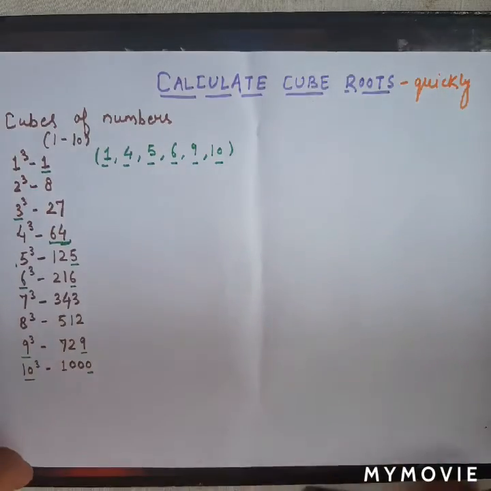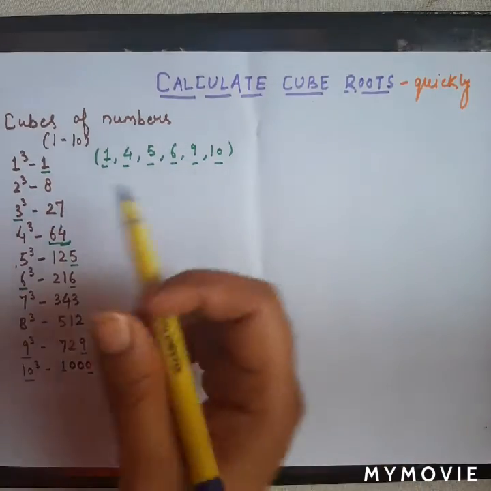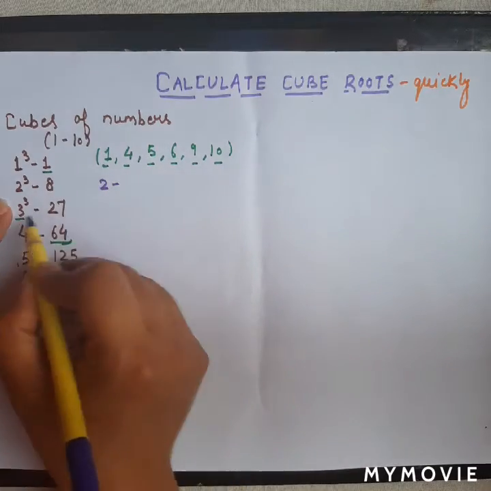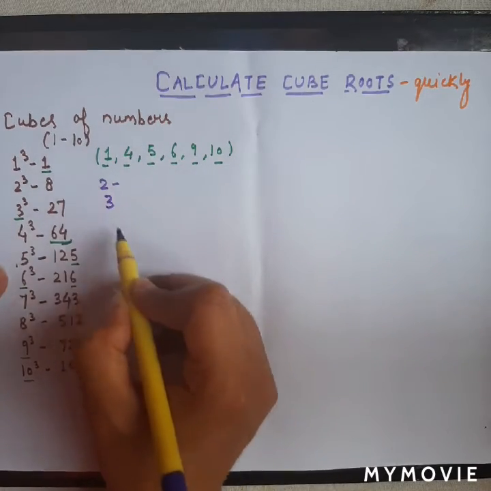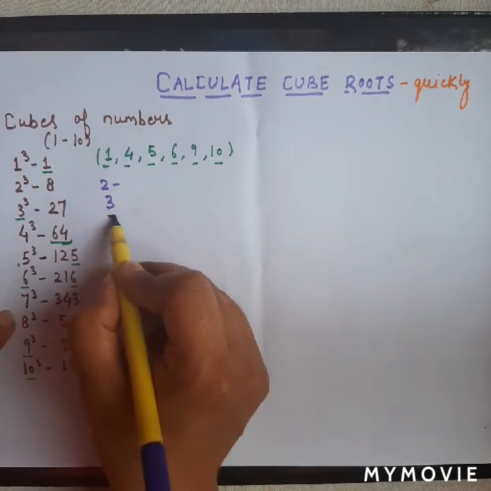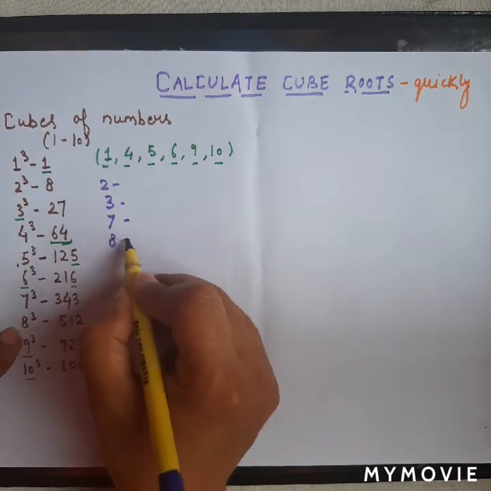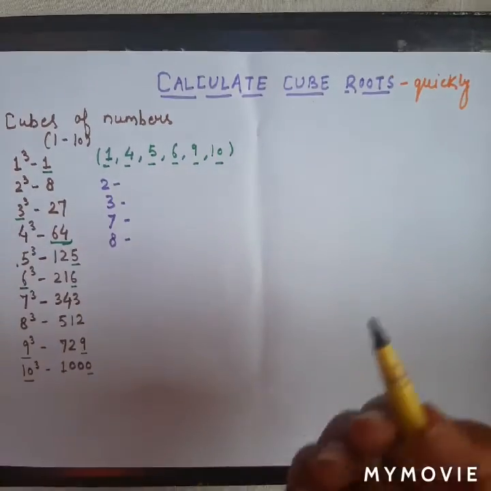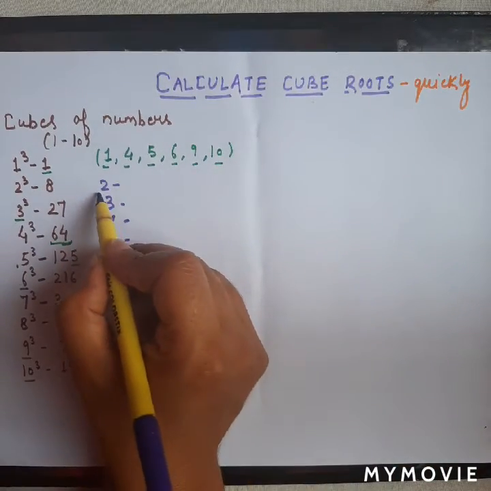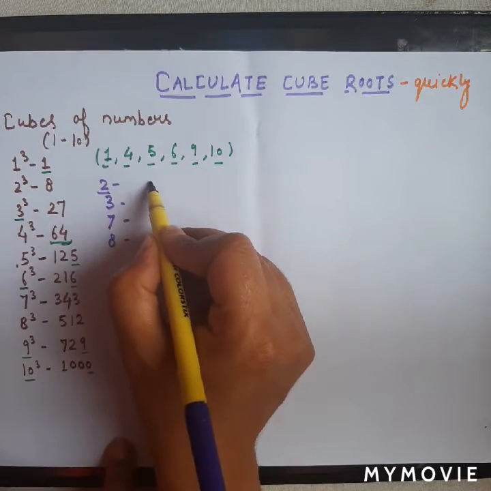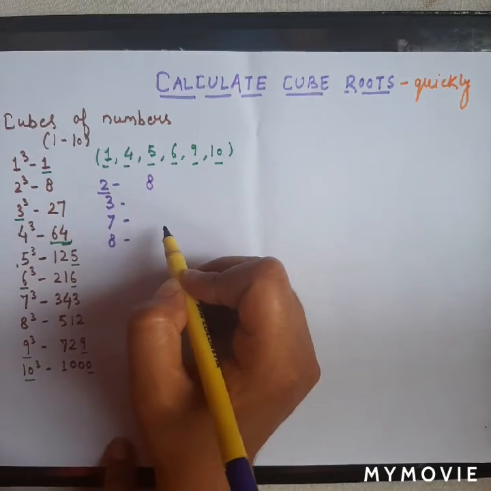And on the other hand, we have another group of numbers: 2, 3, 7, 8. For any number whose unit digit is 2, the cube of that number will always have 8 at its unit place.